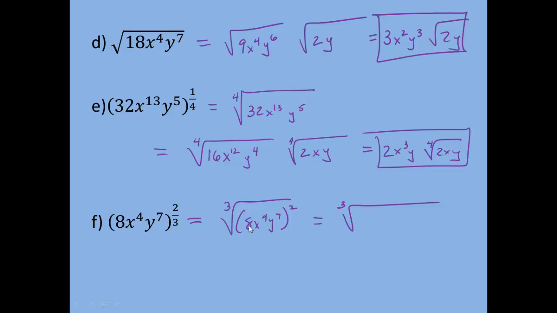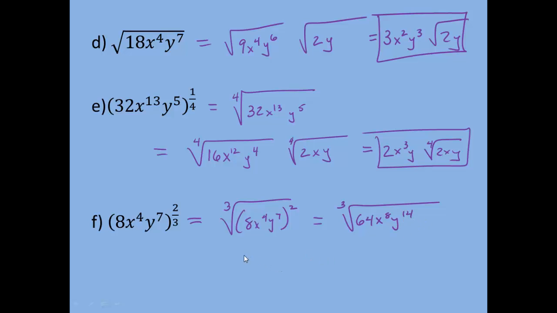So this will be the cube root of, now remember you square each piece inside, so 8 squared is 64. X to the 4th squared, remember when you raise an exponent to a power you multiply, so this is x to the 8th. And y to the 7th squared, remember power to power you multiply, is y to the 14th.